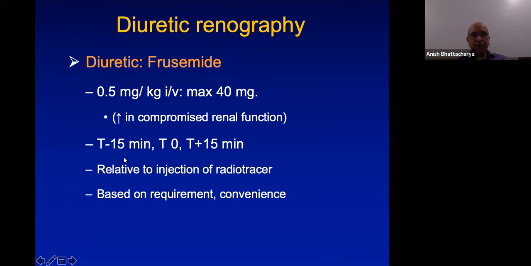So T-15 or F-15, whatever you call it, is where the diuretic is injected 15 minutes prior to the radiotracer injection. This is to ensure that when the tracer actually goes in, the kidneys are under maximum diuretic effect. The T0 or F0 protocol is used usually in children, where the tracer is mixed with the furosemide in the same syringe and injected in one go. This is to avoid giving a second injection halfway through the study.